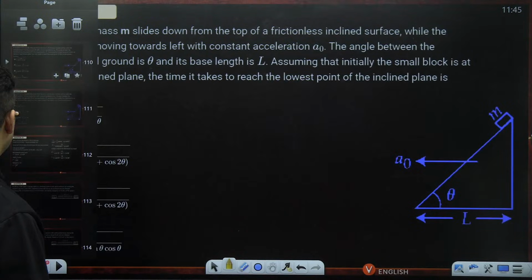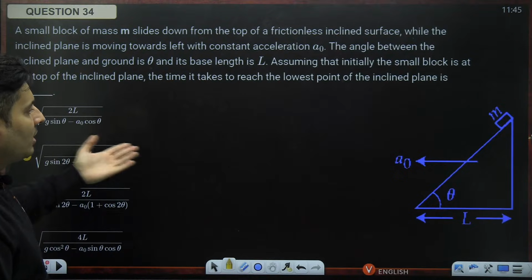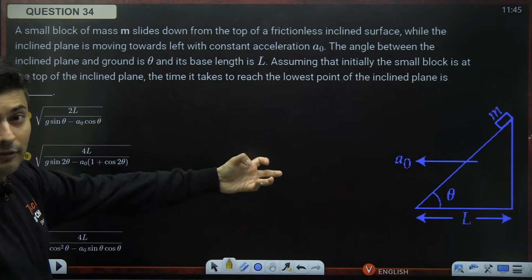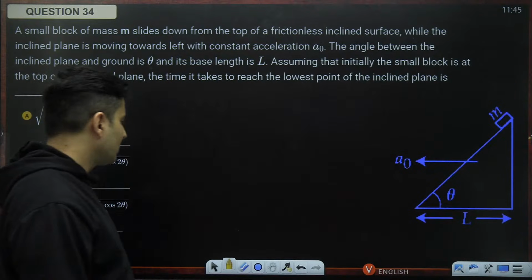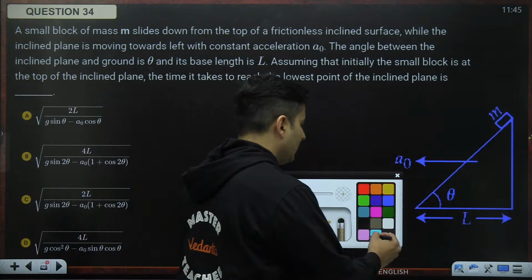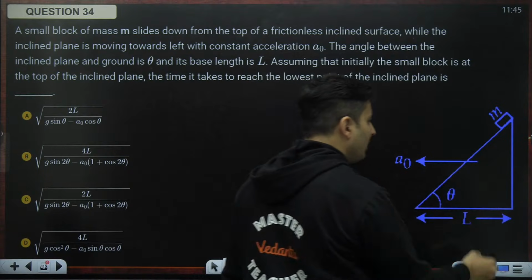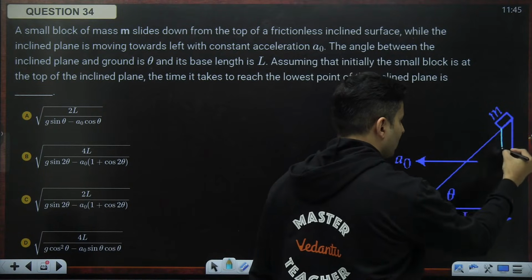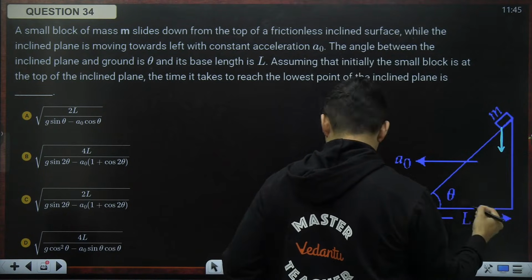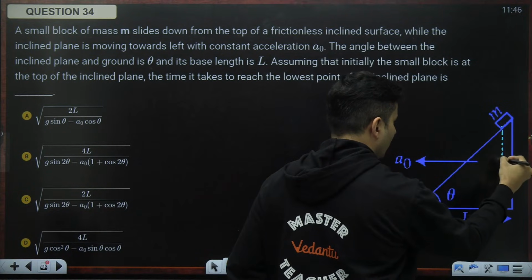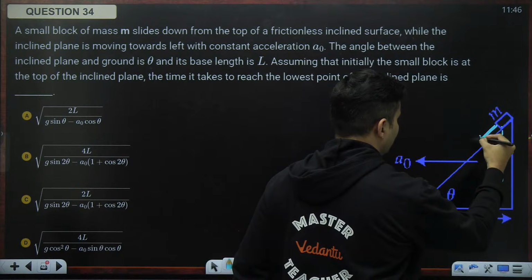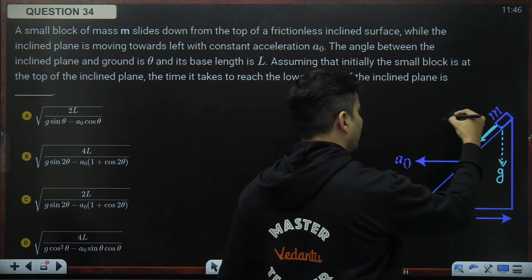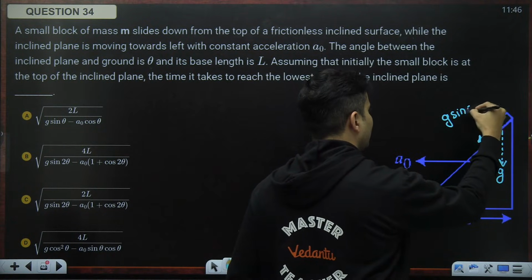Next one on your screen, this one. This block is sliding and the wedge is being accelerated. Find the time it takes. All right. First of all, only because of gravity, gravitational acceleration is down. Only because of gravity, the acceleration that it will encounter will be g sine theta.